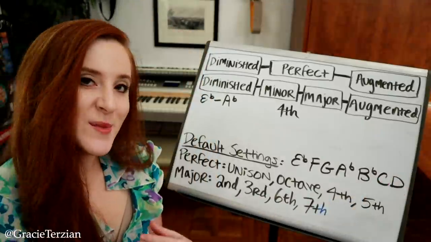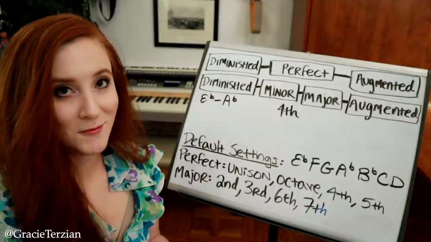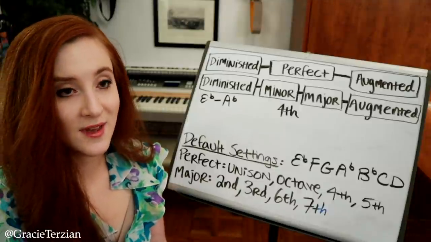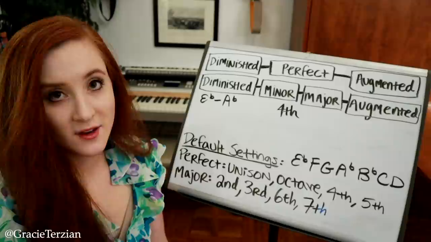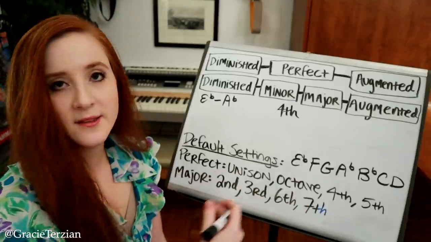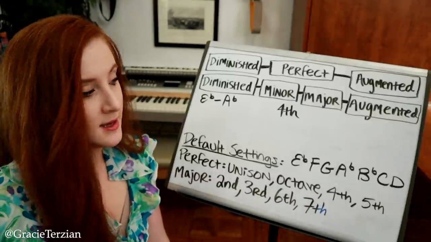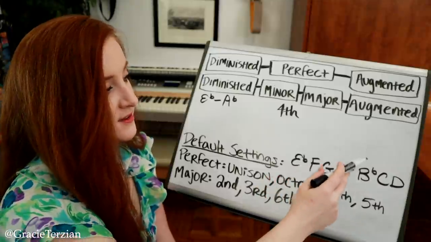And you know, if you're still trying to memorize your major scales, one thing that I think is really helpful is to try to say the names of the notes out loud for every major scale whenever you get the opportunity. So even when I'm writing the scale out like this, you can say it out loud with me: E flat, F, G, A flat, B flat, C, D.